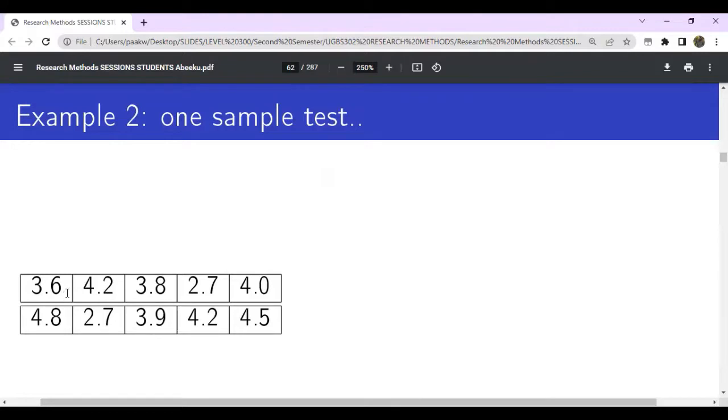Please, the sample size is not 5 because this box is different from this box. You see there are lines separating them. They are not together, so don't tell me that this 3.6 and 4.8 is 1, this is 2, this is 3. No, they are different boxes altogether. So it is 5 times 2, 10. Okay, so please solve that and give me the x bar.